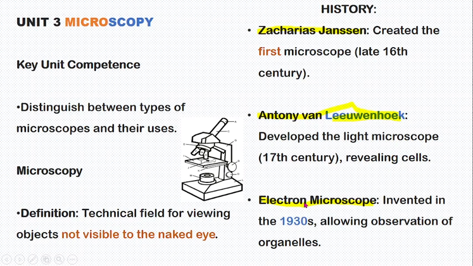So after this man, Anton Leeuwenhoek, who discovered and developed light microscopy, also later on, like 1930, electronic microscopy was invented, allowing observation of the organelles. Organelles, you remember, in the cells, without using microscopy, you cannot see anything.